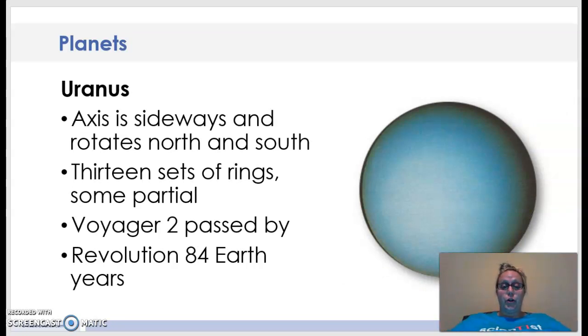Uranus. Uranus has an axis that is on its side. So instead of kind of tilted, it is actually all the way on its side. And it rotates north and south instead of west, east. There are 13 sets of rings around Uranus, and some are partial. And the Voyager 2 was launched by NASA. It has actually passed by Uranus. And the time it takes Uranus to revolve around the sun is 84 Earth years.